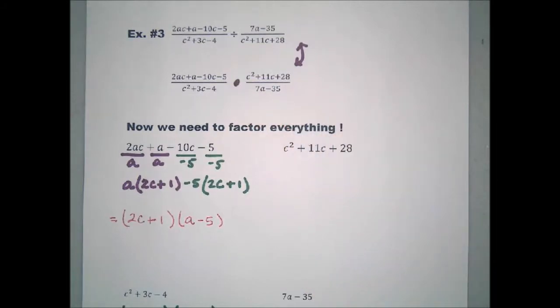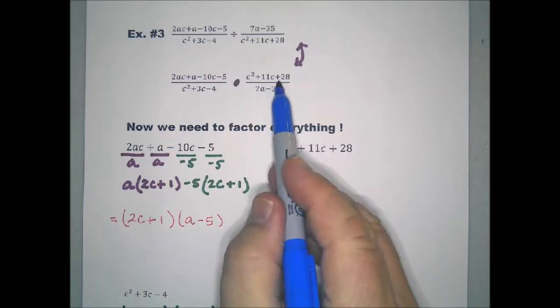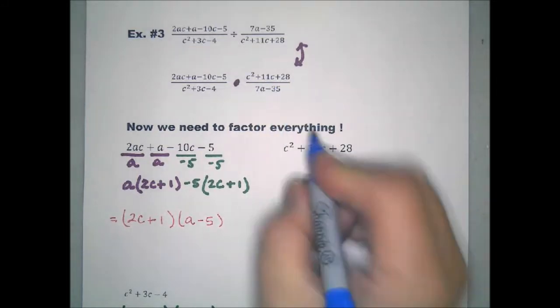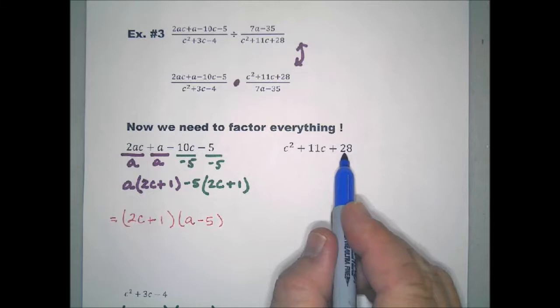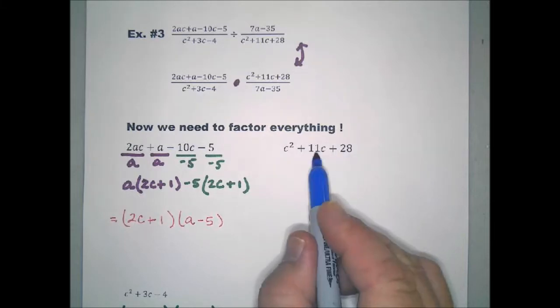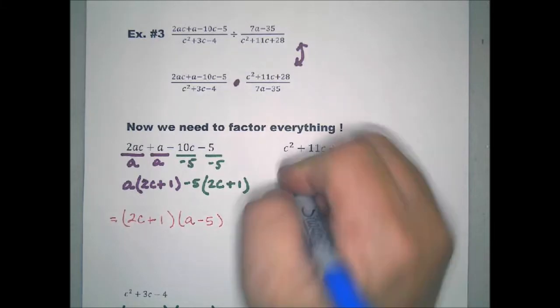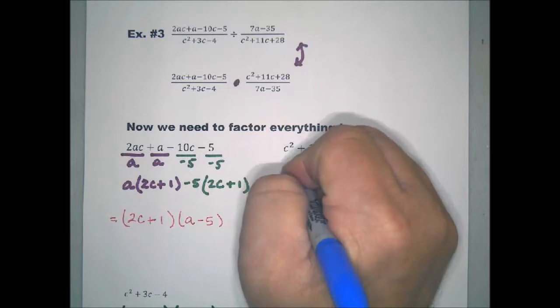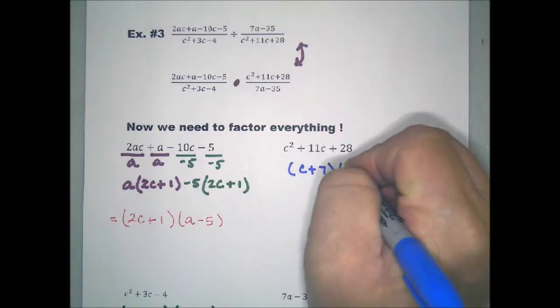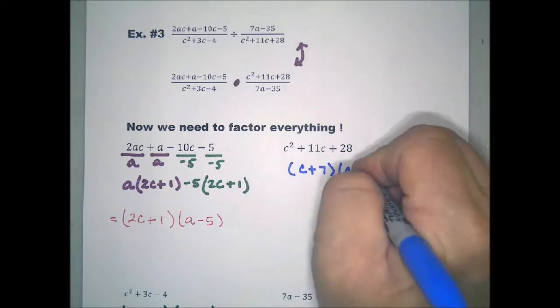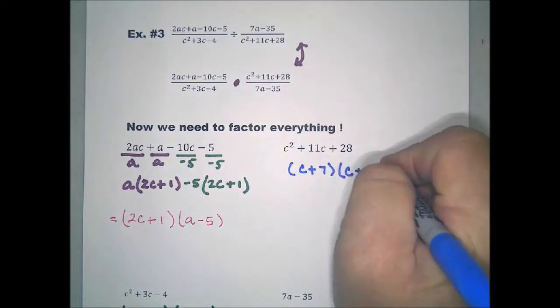Let's move on to the numerator of the second fraction. C squared plus 11c plus 28. This one's a little bit easier. It's a regular trinomial with a leading coefficient of 1. The factors of 28 that have a sum of 11 are 7 and 4, which means my two factors are c plus 7 and c plus 4.